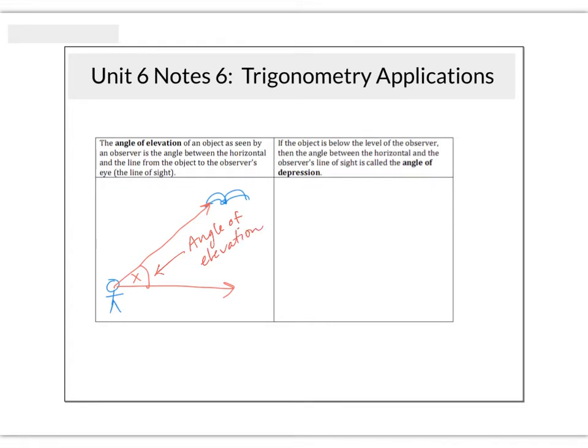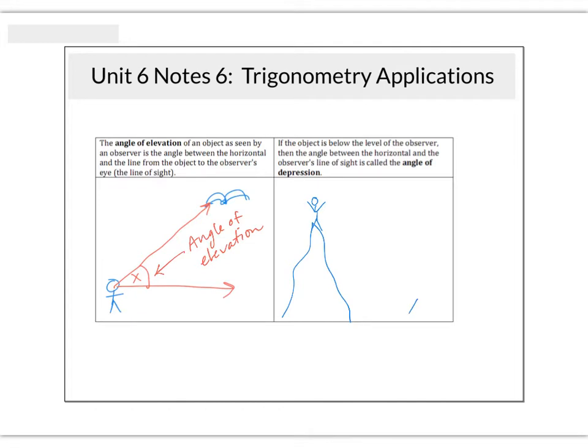Now the other expression that I want to talk about is called the angle of depression. So if the object is below the level of the observer, then the angle between the horizontal and the observer's line of sight is called the angle of depression. So here's what I want you to do this time. You have climbed Mount Everest. You have reached the summit. Yay! There you are on the top of Mount Everest.